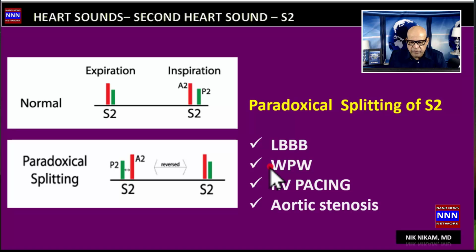Similarly, if you have WPW, which is activating the left ventricle last, or in a case of aortic stenosis, where there is prolonged ejection phase because of aortic stenosis, then we can get paradoxical splitting of the second heart sound.